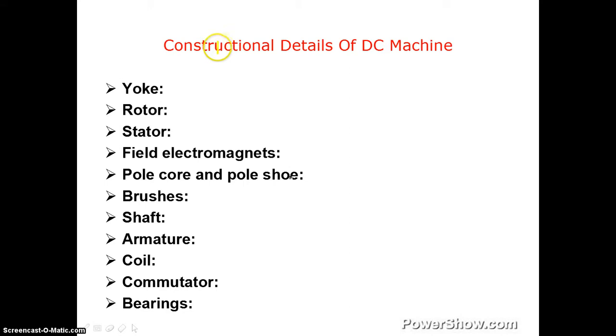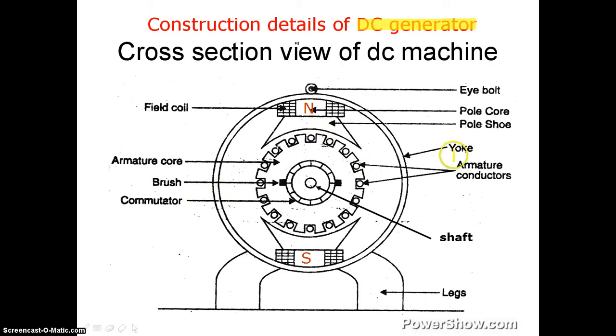This is the construction detail of the DC machines. These are the various parts of the DC machine. The outermost part is the yoke and this is the shaft on which the generator is rotated. These are the legs on which the DC generator is mounted, and the commutator and brushes are placed around the shaft. These are the brushes present on both sides, and the armature core. Armature conductors are placed in the slots. These are the pole core and pole shoes, and flux linkages are obtained in these areas.